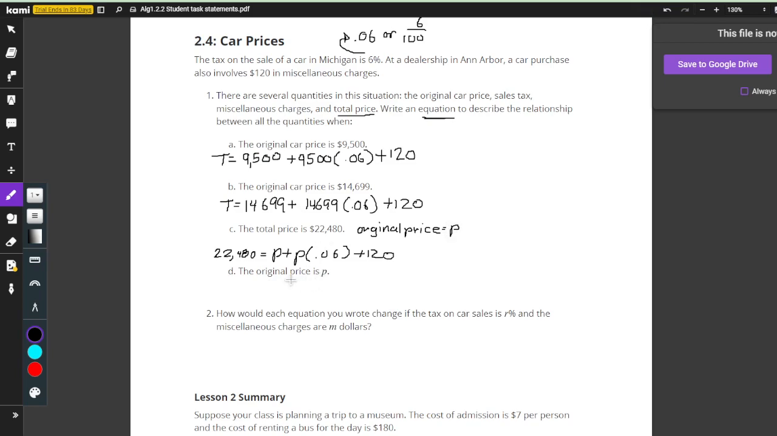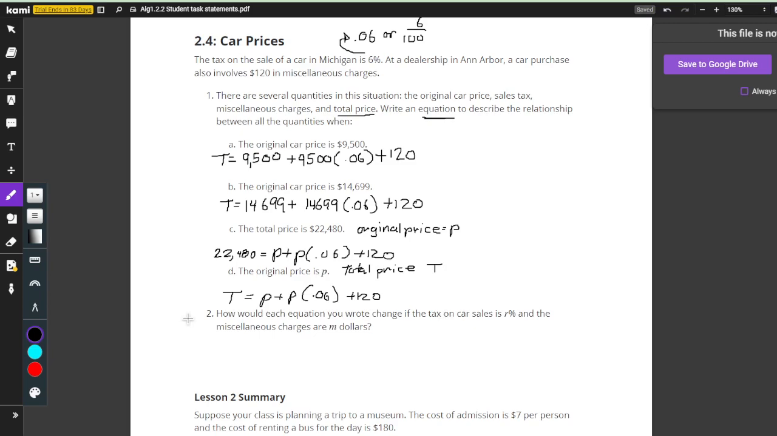Well, last but not least, obviously, if I don't know anything, this is the last one. We don't know anything. We only have original price. We don't even know what total price is. So we have to go back to our total price, and we have to create a letter for total price. So in this case, it's going to be T. So we know it's going to be T is equal to P plus P times 0.06 plus 120. All right. And there you go. Easy peasy. Rocking it out.